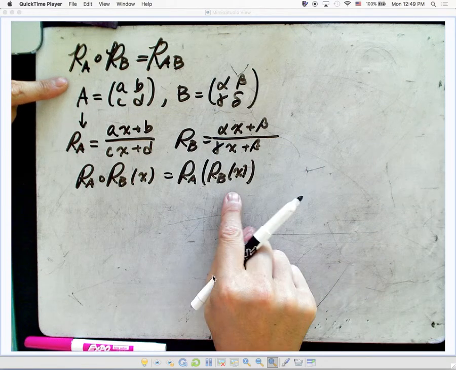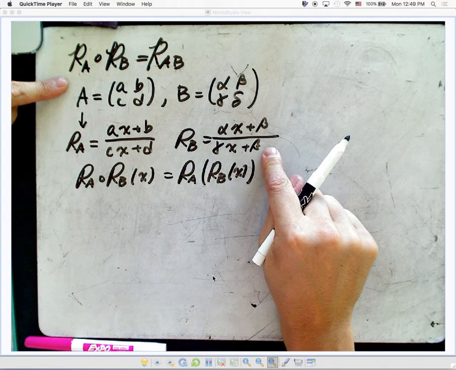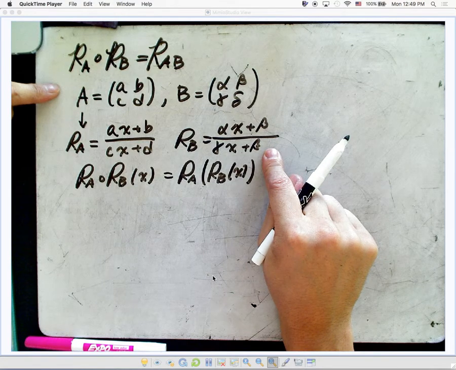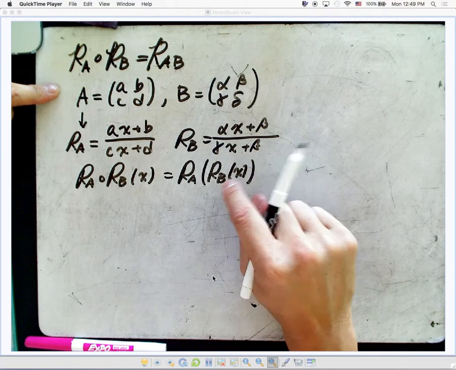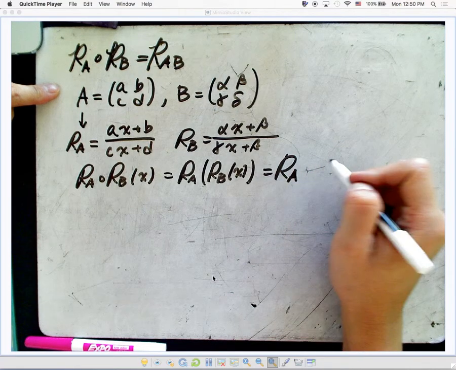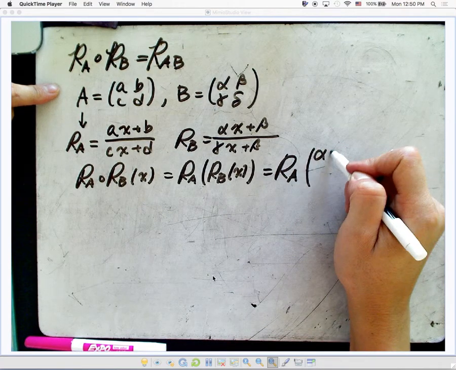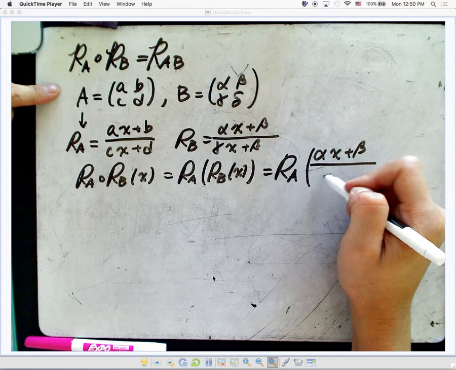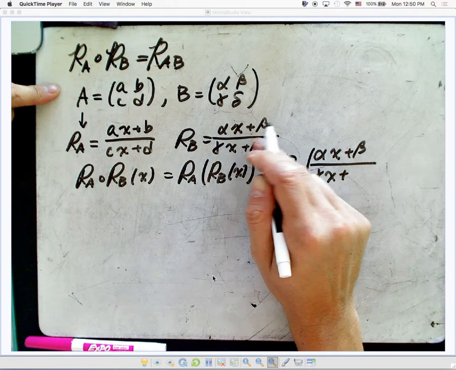So R sub B of X is this guy, which is alpha X plus beta all over gamma X plus delta. So we're going to replace that. Then we'll have R sub A of alpha X plus beta all over gamma X plus delta.